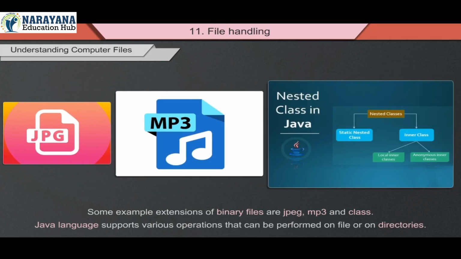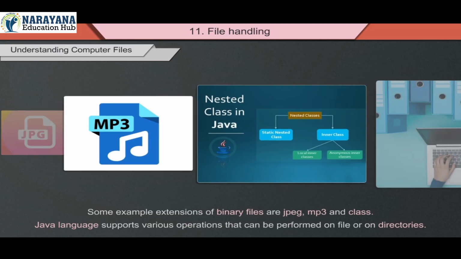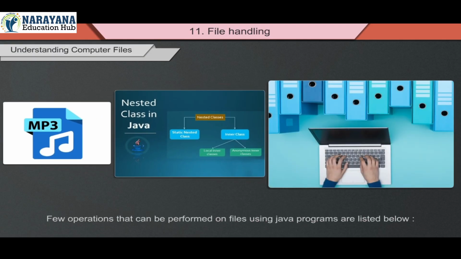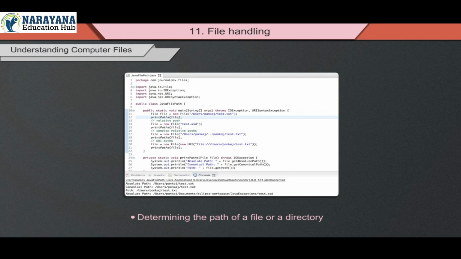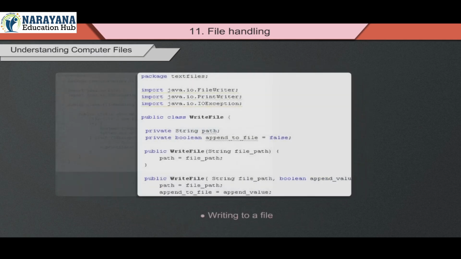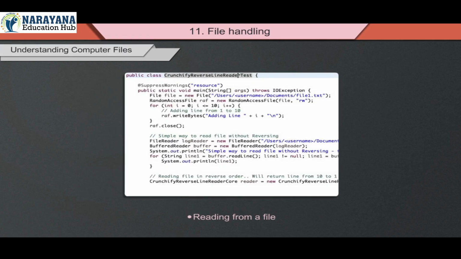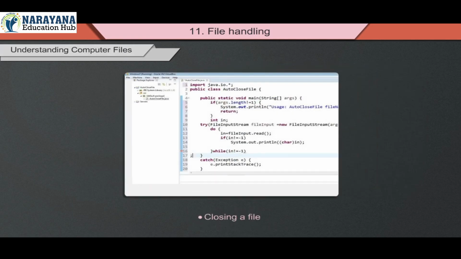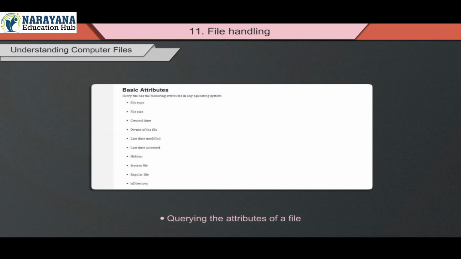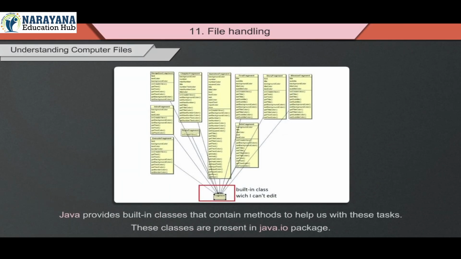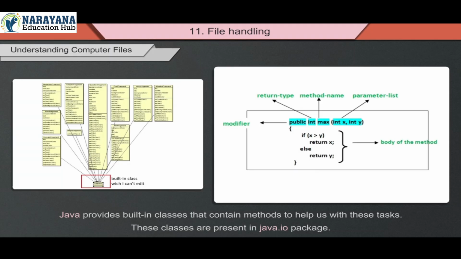The Java language supports various operations that can be performed on files or on directories. A few operations that can be performed on files using Java programs are listed below. Determining the path of a file or a directory. Opening a file. Writing to a file. Reading from a file. Closing a file. Deleting a file. Querying the attributes of a file. Java provides built-in classes that contain methods to help us with these tasks. These classes are present in the java.io package.